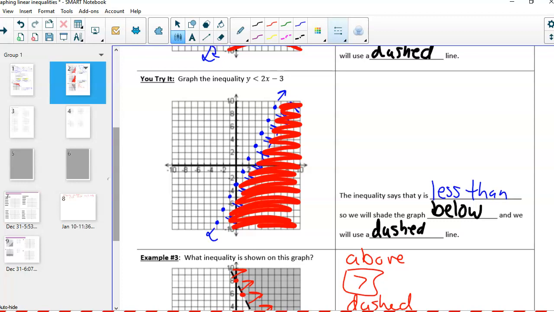Alright, eyes and ears up here. For the you try it example, your graph should look similar to this. Now, I did not put dash marks in between my dots because my pen is thick and I would have connected the dots. But if you did, that's fine as long as they did not connect. You should have gotten this was less than, below, and dashed. It's less than, so it should be below.